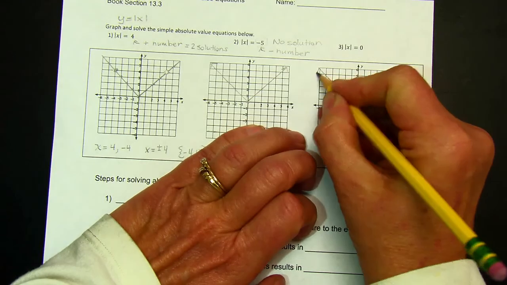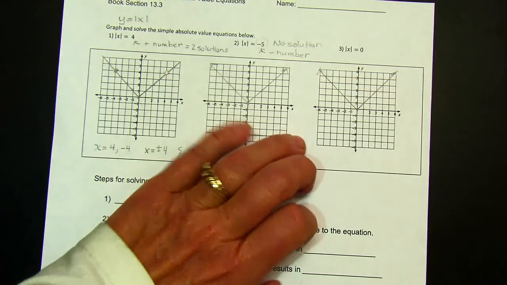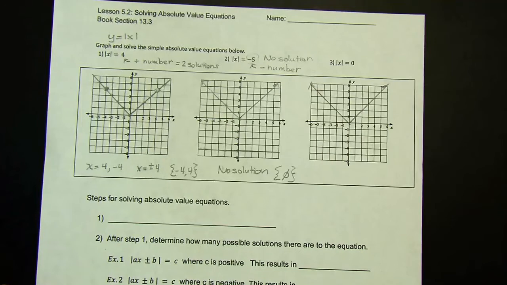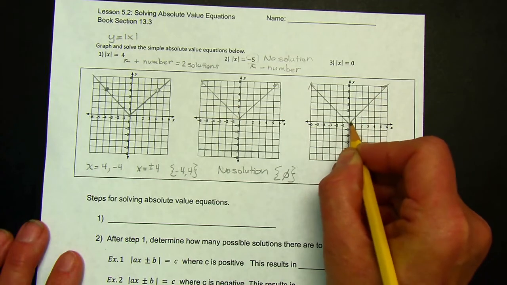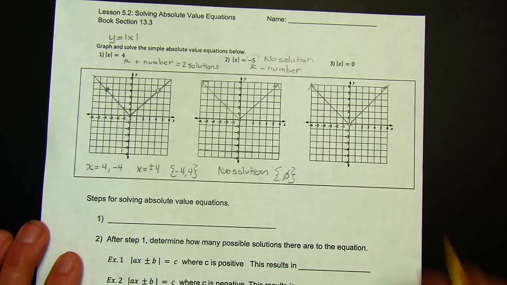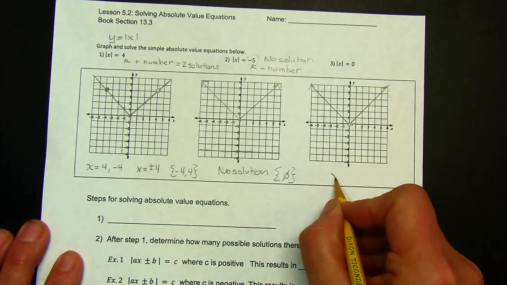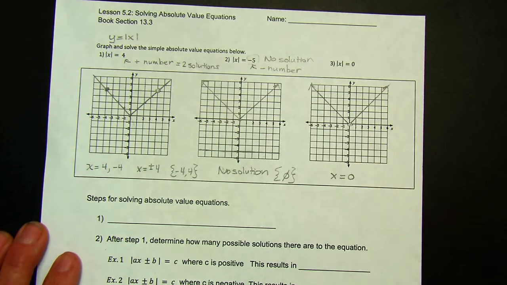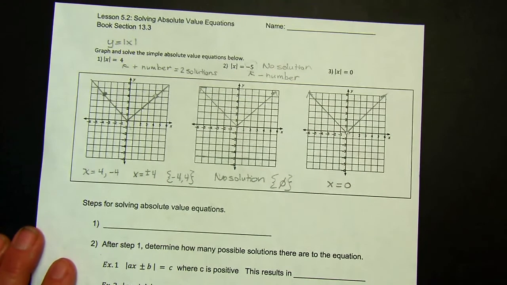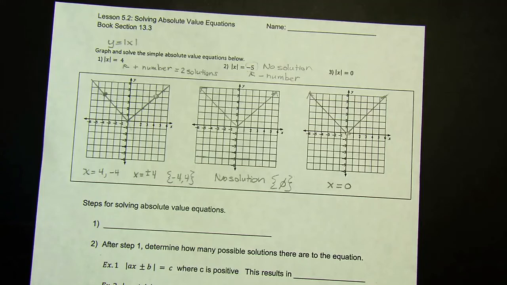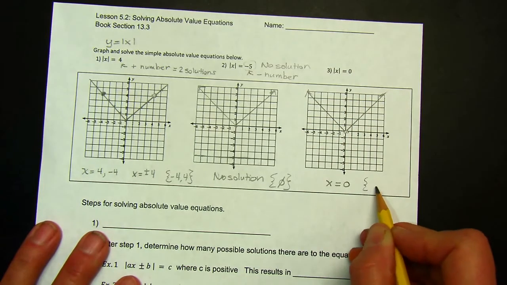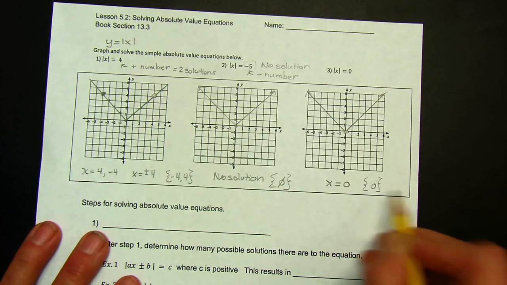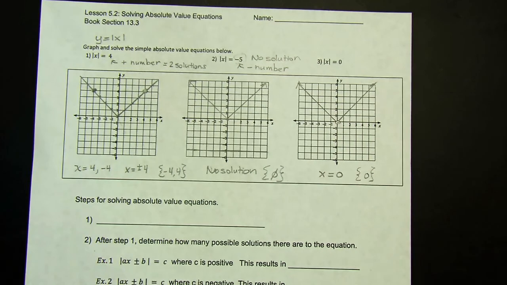Okay, and this time we're asking for all the x values that make y 0. Well, y is 0 right here. One point, and that happens at x equals 0. There's only one x value that pops 0 out. So the other way of writing that in set notation is like that.